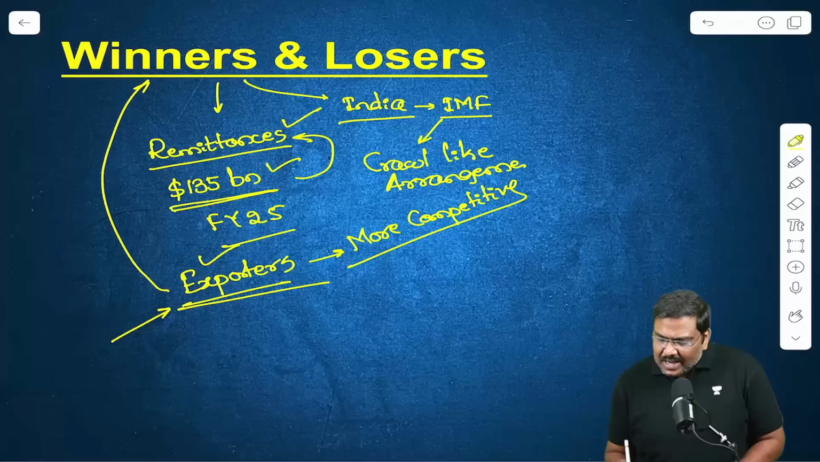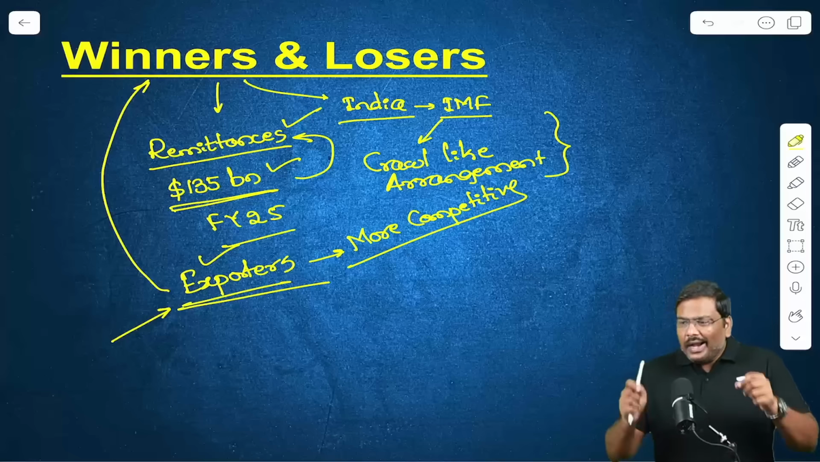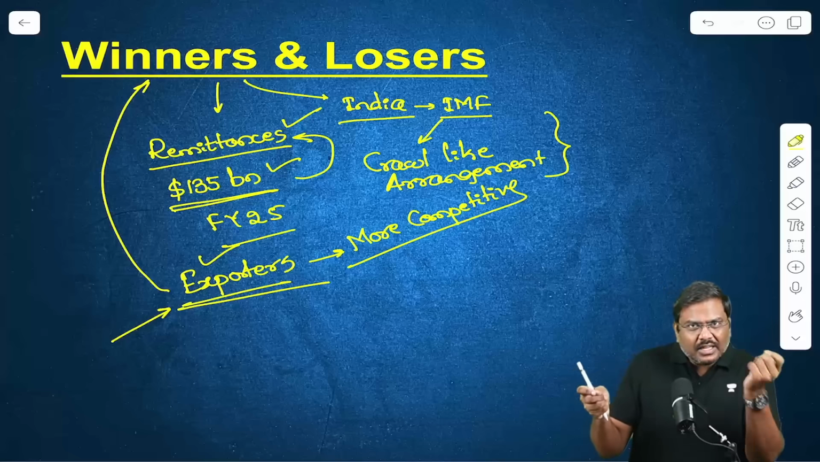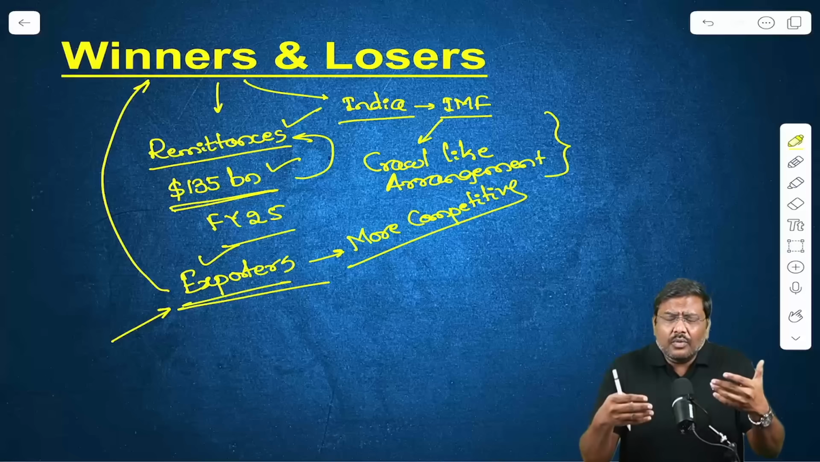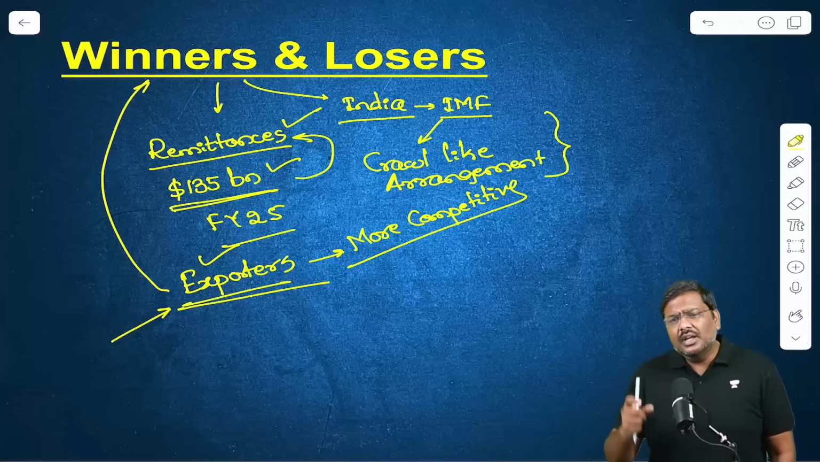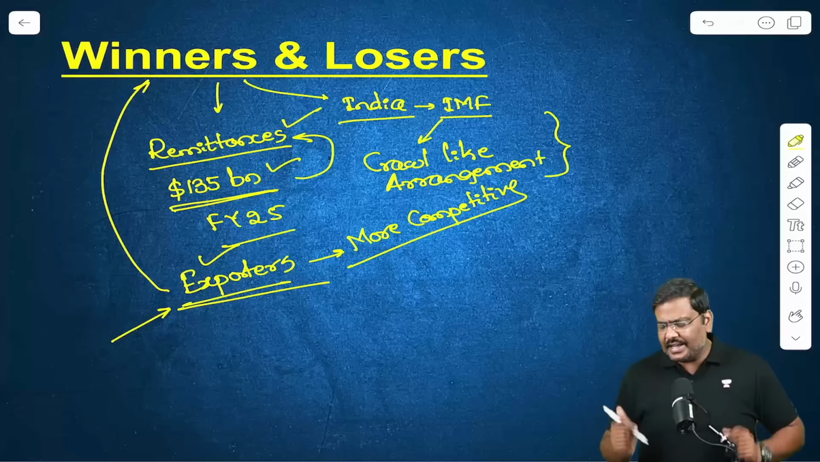What do you mean by crawl-like arrangement? You are basically allowing most of the time the market to determine the exchange rate. It is somewhere between fixed exchange rate as well as floating exchange rate. So most of the time you're allowing the market to determine the exchange rate, but whenever there's a volatility, you are interfering to basically adjust the exchange rate.